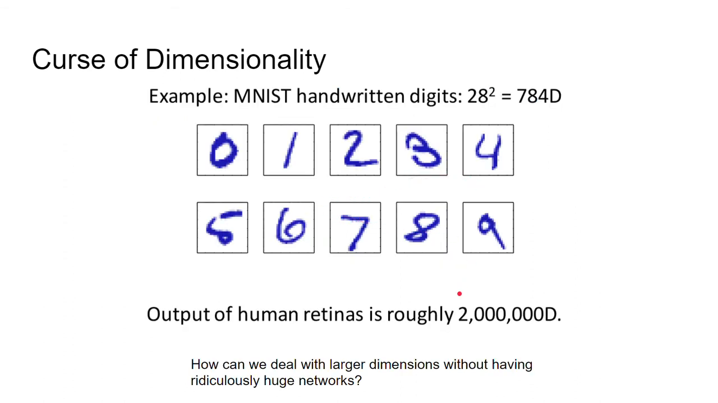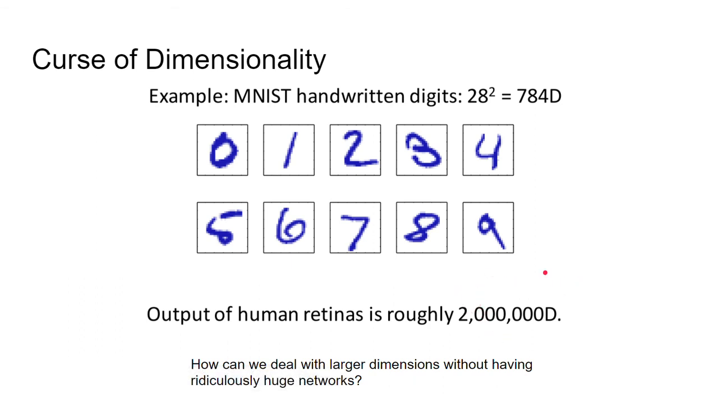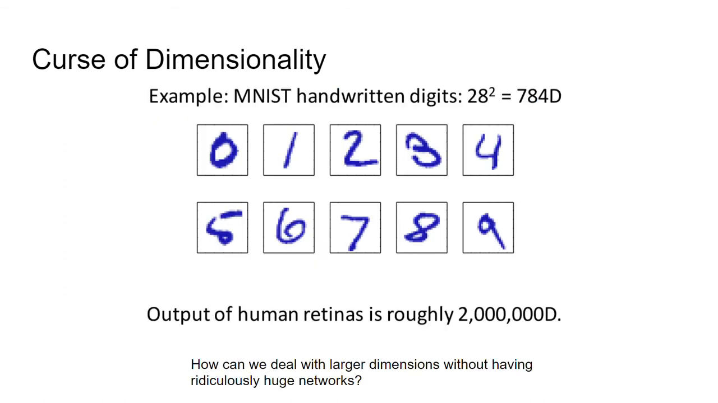The output of human retinas is roughly in the order of 2 million pixels. This is a problem. This is now starting to require way more features than there are neurons in the human brain, if we're just going to do what we did in the polynomial case of saying, look, here's a set of polynomials. I don't care what function you have, I can use a set of polynomials to approximate any function. If I start trying to do that in a high dimensional space, I have serious problems.